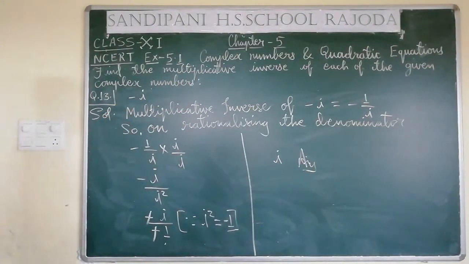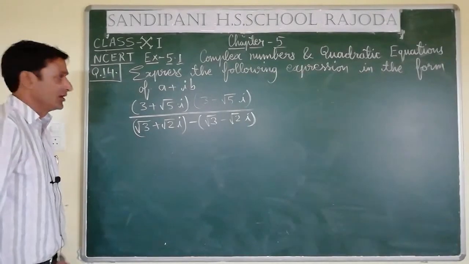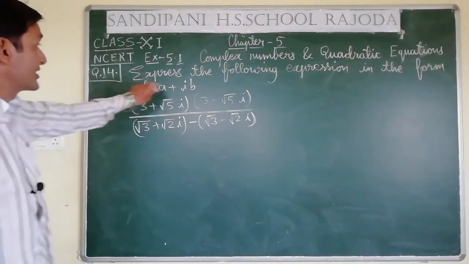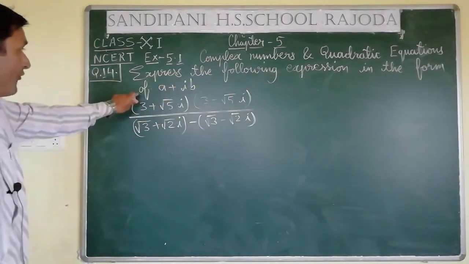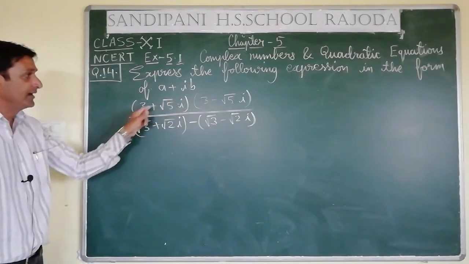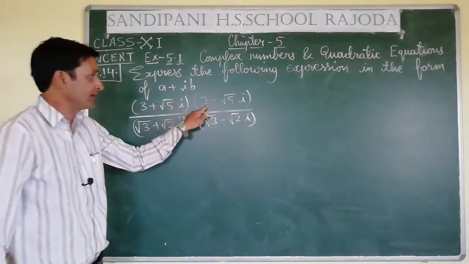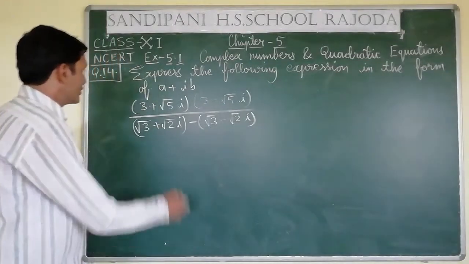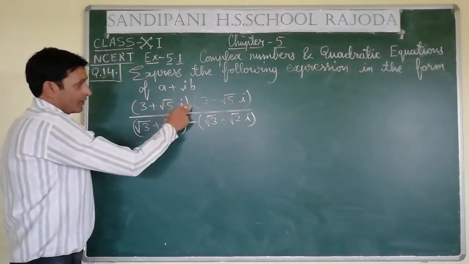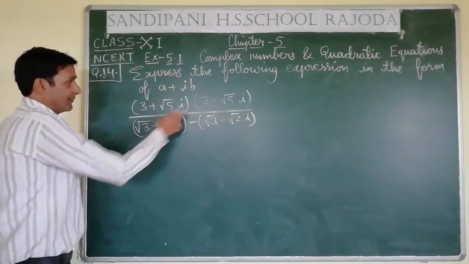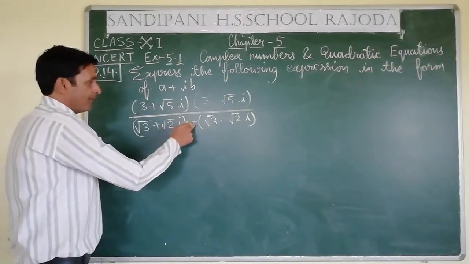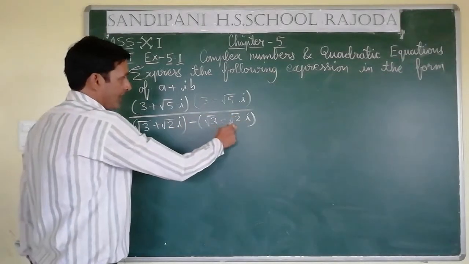So this question 13 is over. Now see our question 14, which is the last question of this exercise. Express the following expression in the form of a plus ib. The question is 3 plus root 5i in the first bracket, and in the second bracket it is 3 minus root 5i. So these two terms are complex numbers and multiplication is there, because here there is no sign in between. And now in the denominator, root 3 plus root 2i, and in another bracket root 3 minus root 2i.